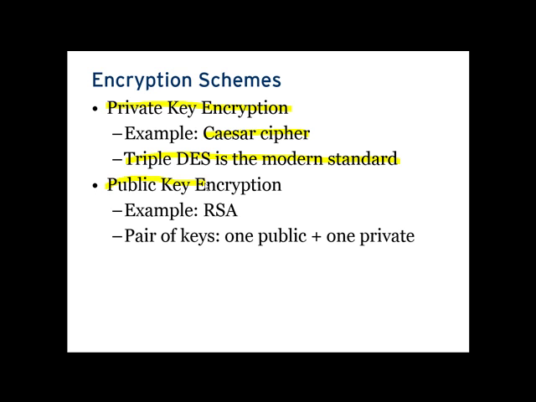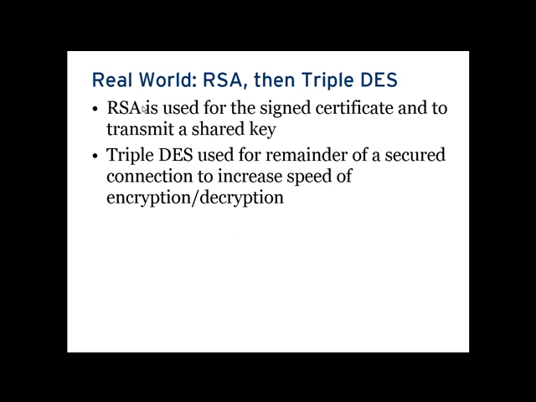We're also going to learn a little bit about public key encryption. The example we learned about in class is RSA. In 315 and 232, you worked a little bit with RSA. RSA has a pair of keys. One is public and one is private. In the real world, we use RSA.